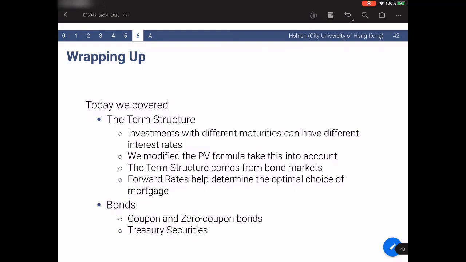All right, so this concludes our lecture for today. Next week, I will continue our discussion about interest rates a little bit more, just to give you more institutional backgrounds and additional analysis on bond valuation.